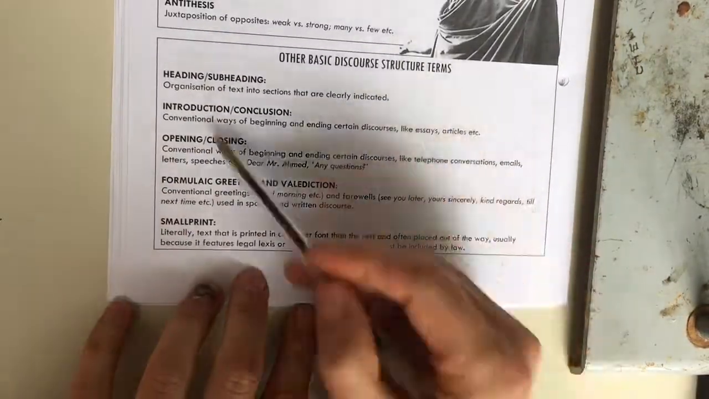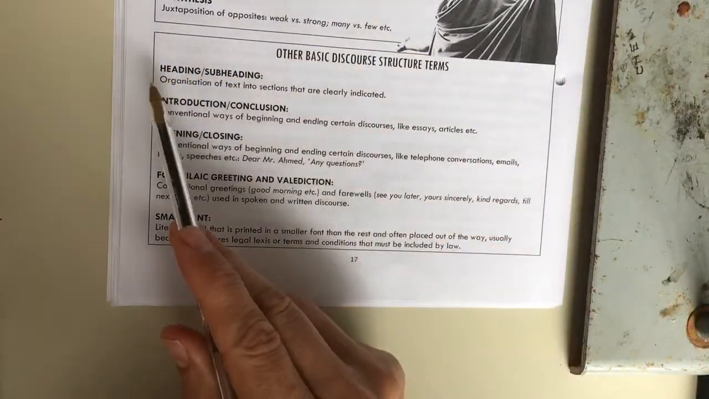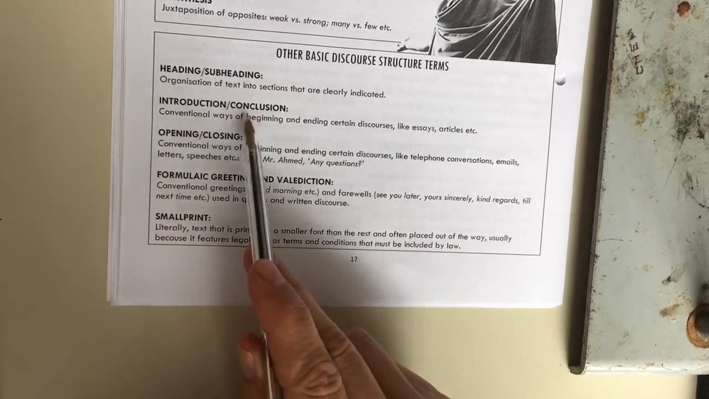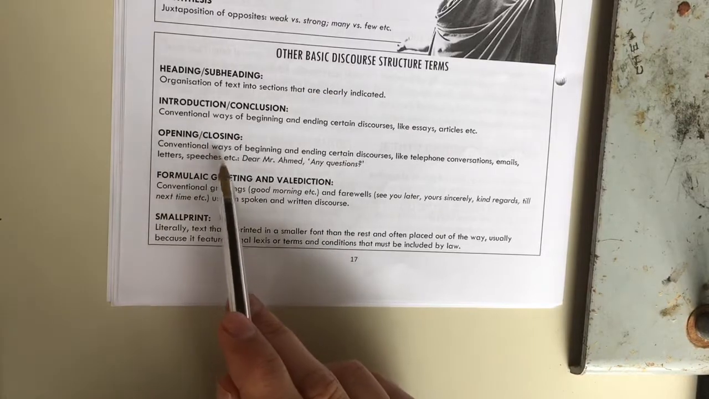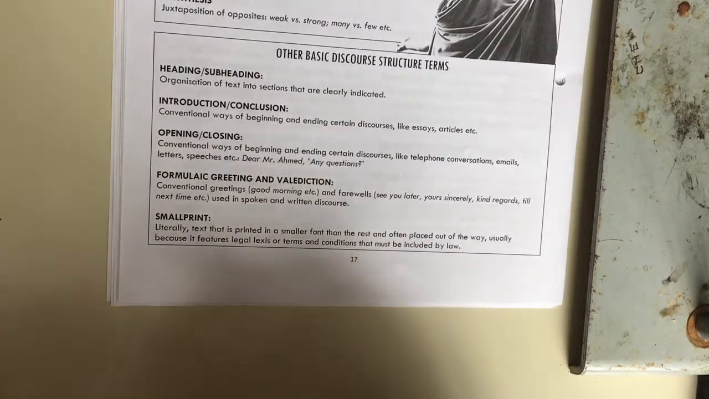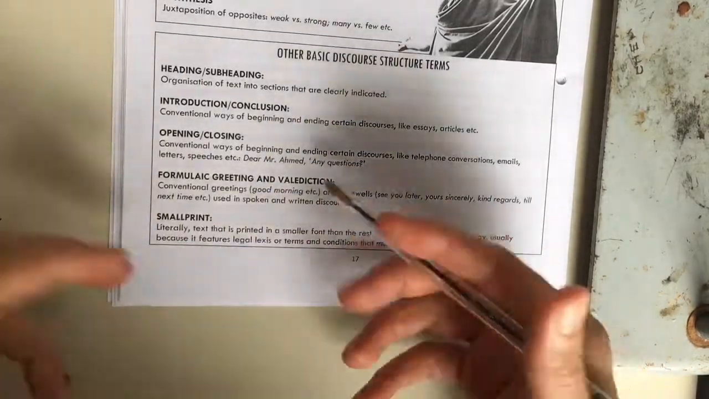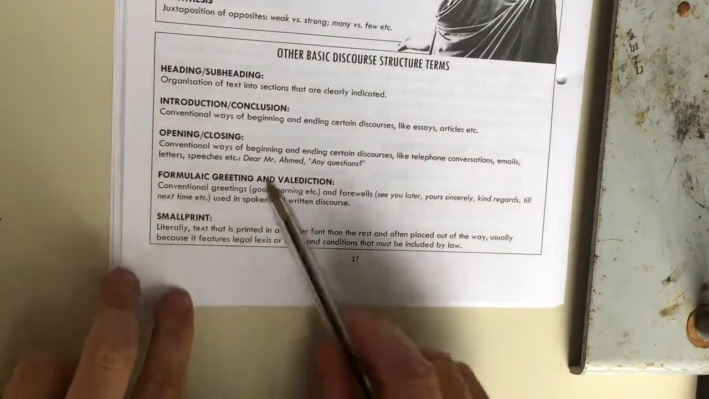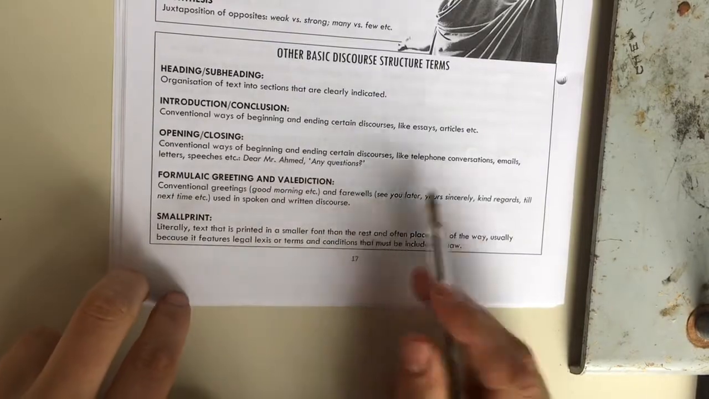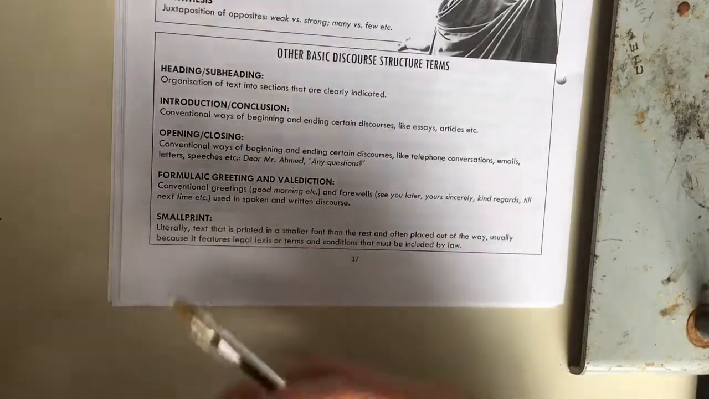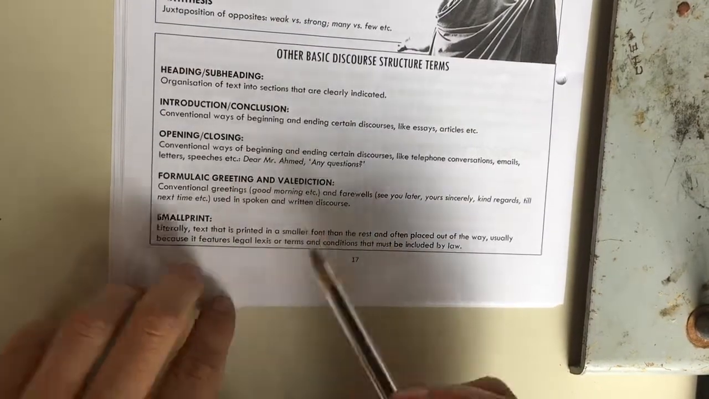Okay, and then finally some other basic structures. These might be graphological features, but it could also be things like heading and subheading, introductions and conclusions. Essays tend to have them. Openings and closings are often formally stipulated, so you tend to have a conventional opening for a formal letter, like Dear Mr. Ahmed. For a speech or even a lesson, you might expect any questions at the end, a closing. What we call greeting and valediction: conventional greetings such as good morning and farewells, and the different ways they're used in spoken and written discourse. So greeting and valediction, opening and closing in that sense.